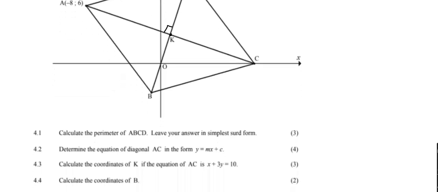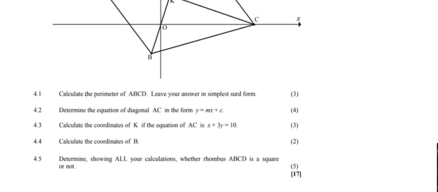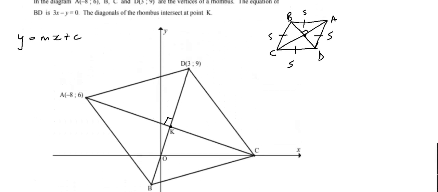Right? Now, the first question is asking us to calculate the perimeter of ABCD. Remember, perimeter is just the sum of all sides, so side plus side plus side plus side. In other words, it's 4 times the side. So we just need to find one side of the rhombus. Clearly, the only side we are able to find is AD. So let's find AD. This is 4.1.